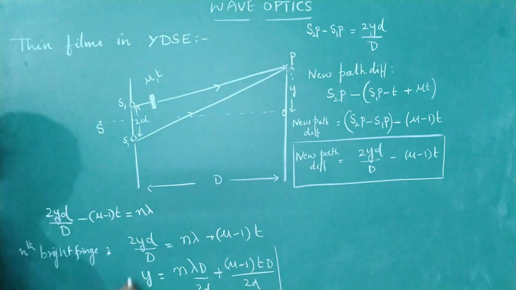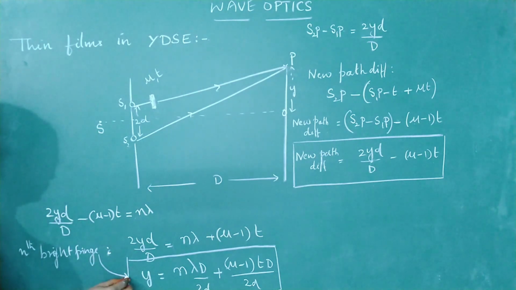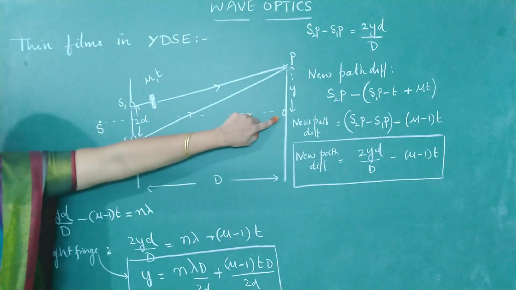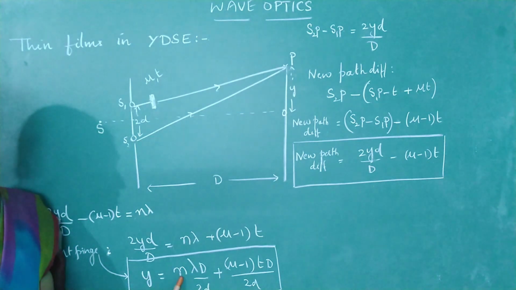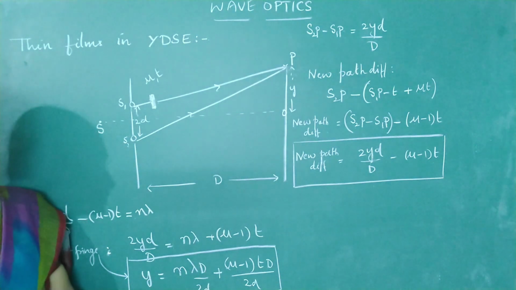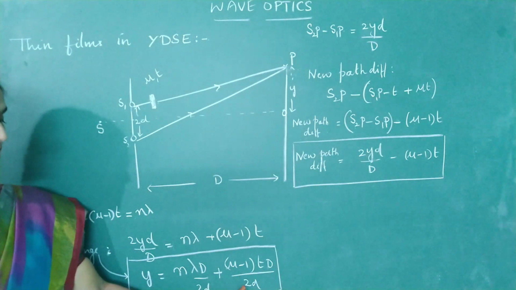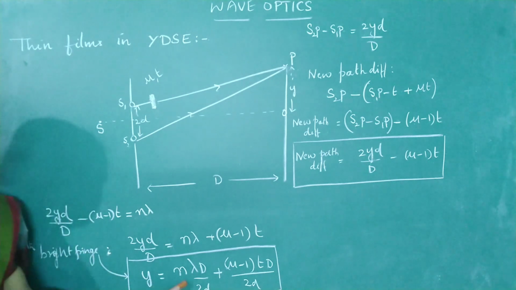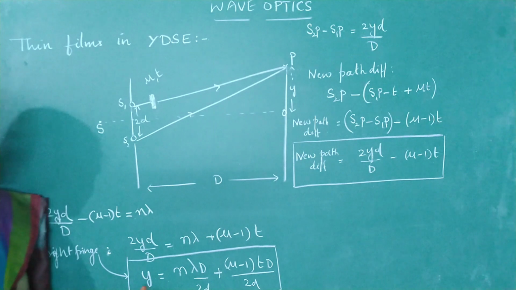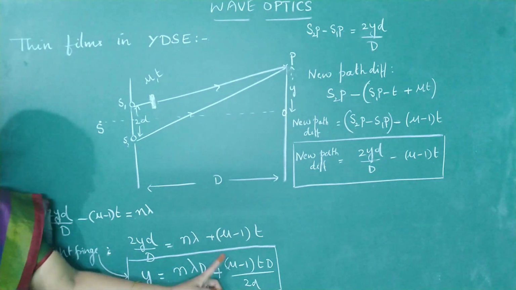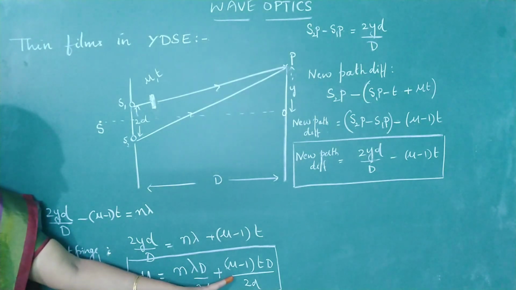So observe the new formula. The distance of the nth bright fringe from the central fringe is given by n times lambda D by 2d plus (mu minus 1) into t into D by 2d. Previously we had got only this term. Now we get an additional term. So what does this additional term imply? There is a change in the distance of the nth bright fringe.